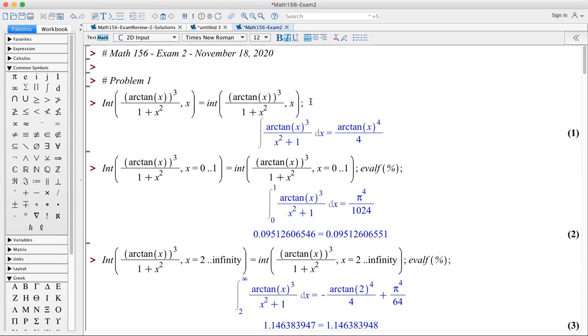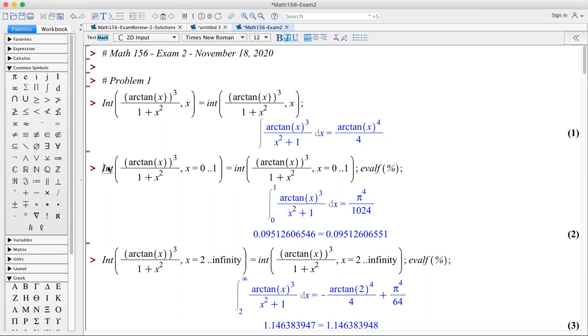So problem 1 was to compute 3 integrals. The first is this indefinite integral, arctangent of x cubed over 1 plus x squared. This is the answer. If we make this a definite integral from 0 to 1, this is the value, pi to the 4th over 1024 exactly. And if for some reason we want it as a decimal, we can evaluate this and we get this number.